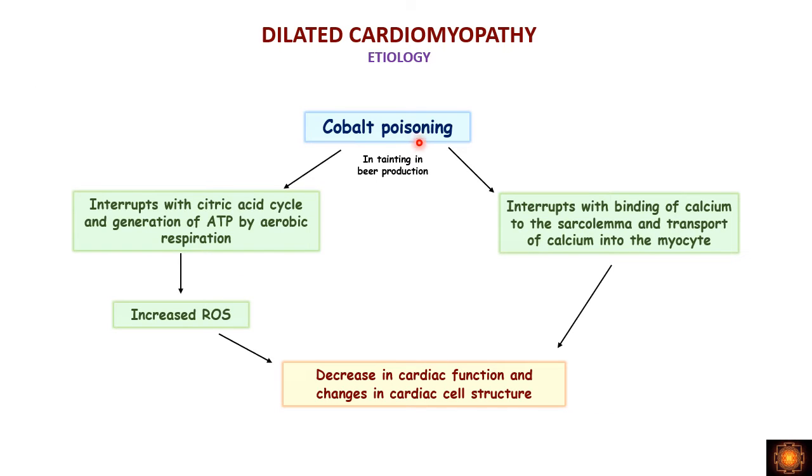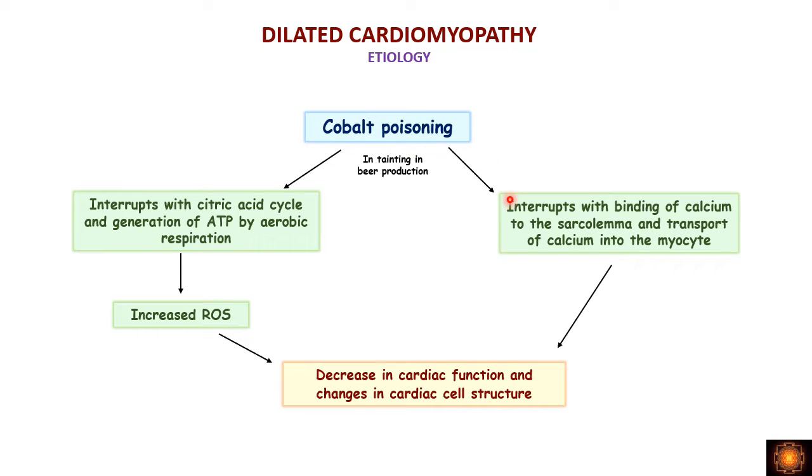Another one is cobalt poisoning. Now as I told you, cobalt becomes a contaminant in beer production actually. So when there is cobalt poisoning, this cobalt will interrupt the citric acid cycle, and also there is a decreased generation of ATP by aerobic respiration. So this leads to increased production of reactive oxygen species, which will cause damage to the cardiomyocytes.